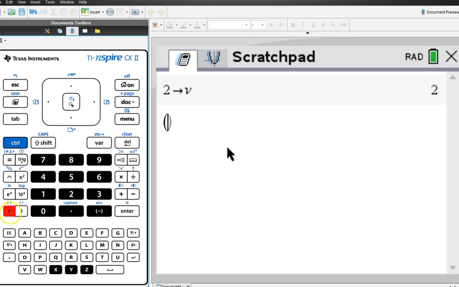Parentheses, V to the 4th power. Hit the right arrow button to get out of the exponent, plus 1. Close the parentheses, minus parentheses 3V, and then minus 2V to the 4th. And then close the parentheses again, hit enter, and I get 43.